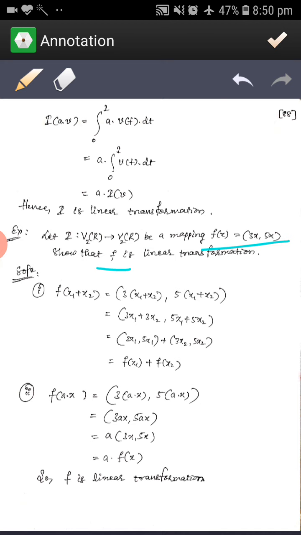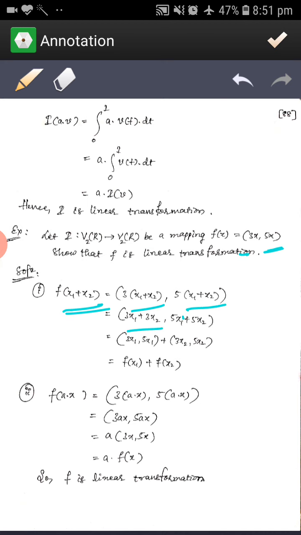Always we need to take one with respect to addition and one with respect to multiplication. Here, instead of u plus v, we have taken x1 plus x2. So f of x is nothing but (3x, 5x). You can see here 3x comma 5x, where x is x1 plus x2.